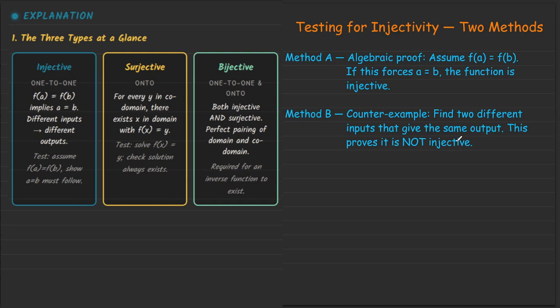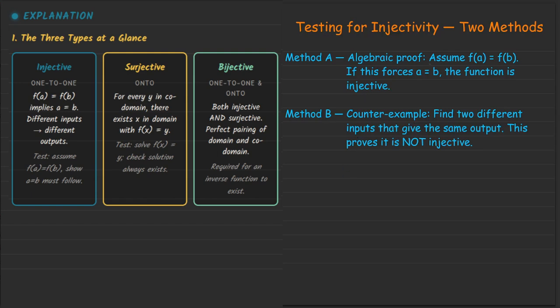So the 2 methods are: assume this and prove it to be true. If it is false, it is not injective. If it is, that is to say, if a equals b, then it is injective. But then, if you're able to find counter examples, that is 2 elements that give us the same answer, then you should know that it is not injective. This is how you can work them algebraically.